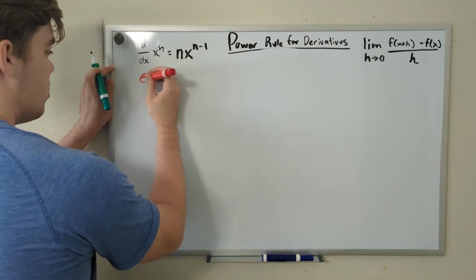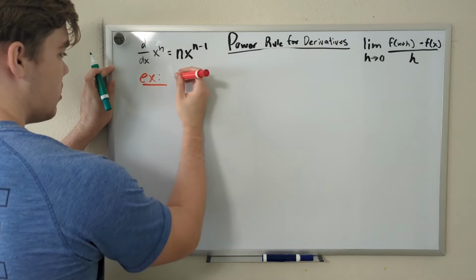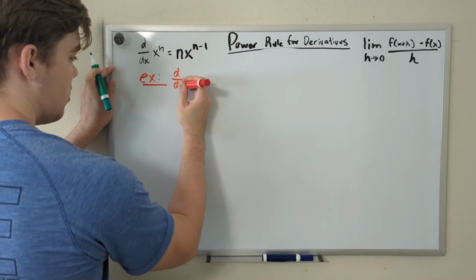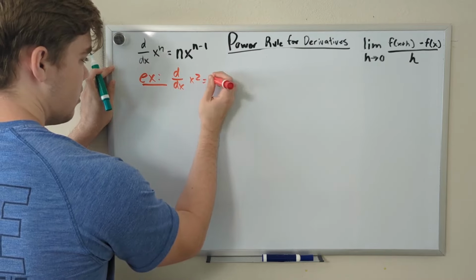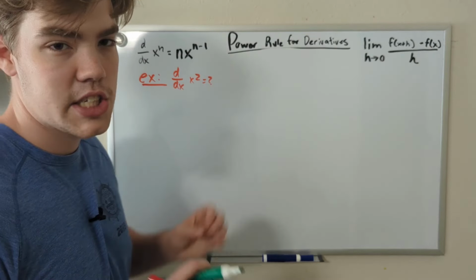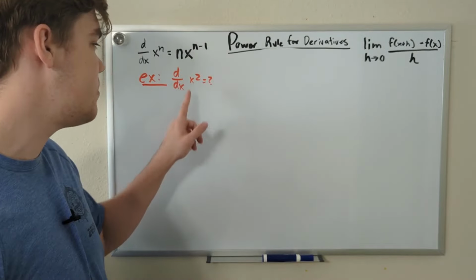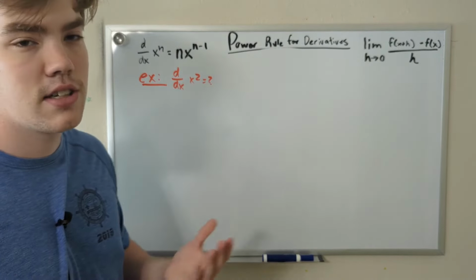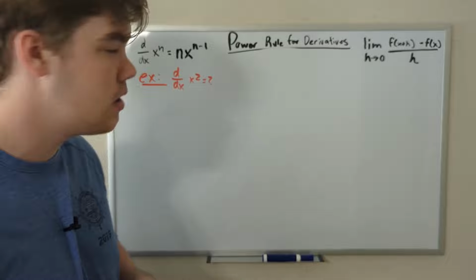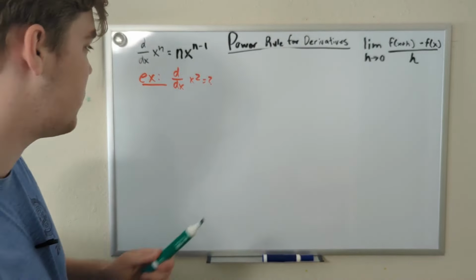Our first example will be something pretty simple. We want to find the derivative of x squared. What is this equal to? This function is screaming for us to use the power rule. All we have is an x raised to a power, so to find the derivative, we can just use the power rule. Let's apply our power rule to this function.